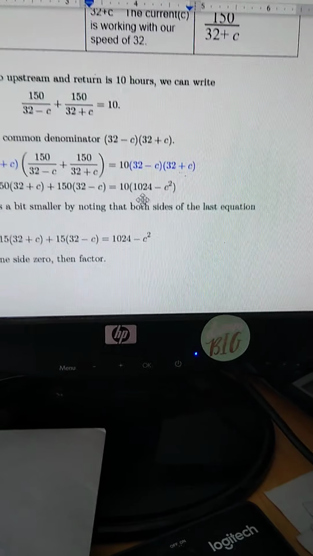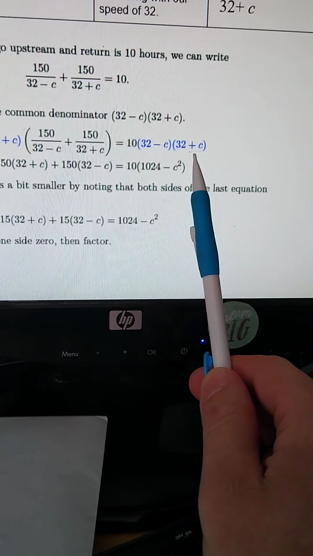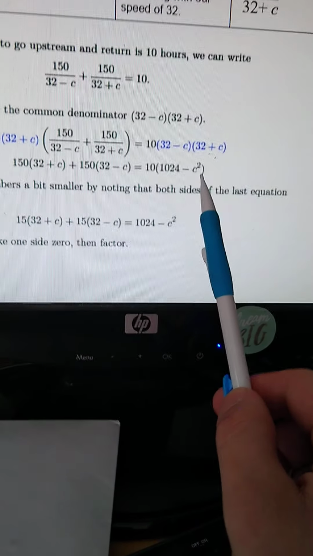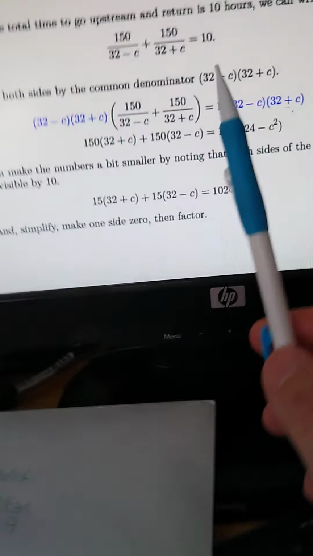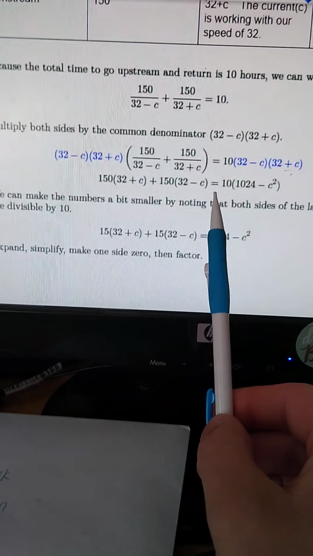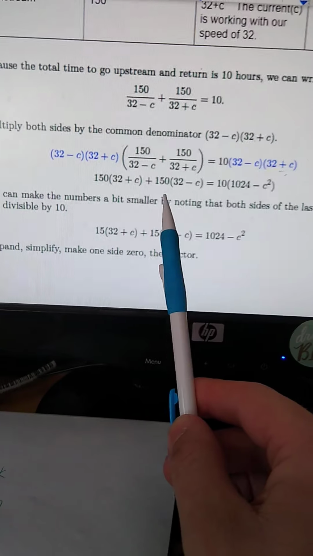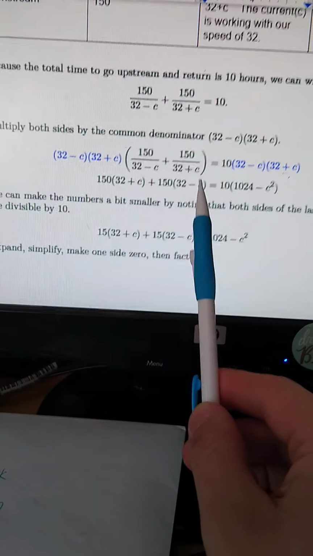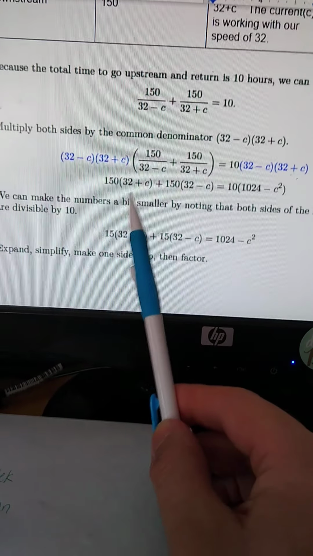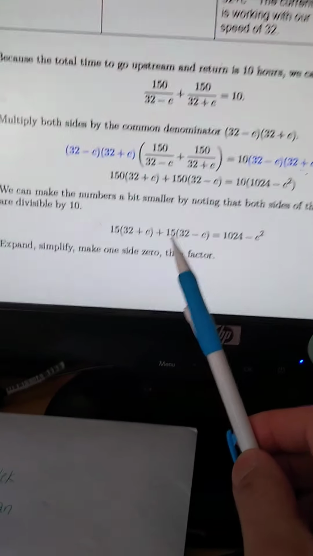10 times that, well, that's a conjugate rule. 32 times 32 is 1024, minus, now we know the middle terms will cancel because it's a conjugate, c times c, or c squared. Now there's one unique thing happening in this one. It doesn't happen in every single problem, but because each of these terms is divisible by 10, let's divide everything by 10. So if I divide this by 10, it gets rid of the 10. When I divide this whole term, this is one term, by 10, 150 divided by 10 is 15. Same thing here, this whole term divided by 10. It just reduces the numbers down, makes it a little easier to work with.